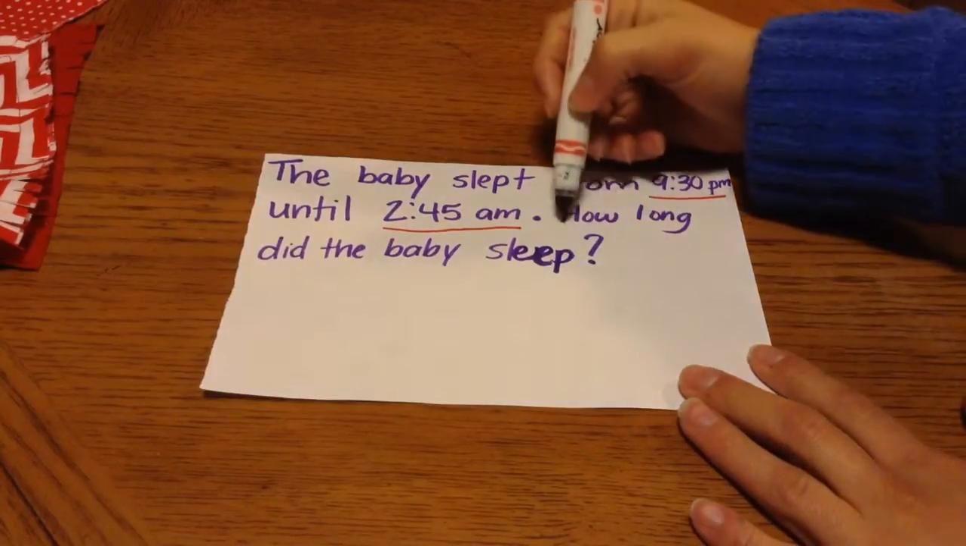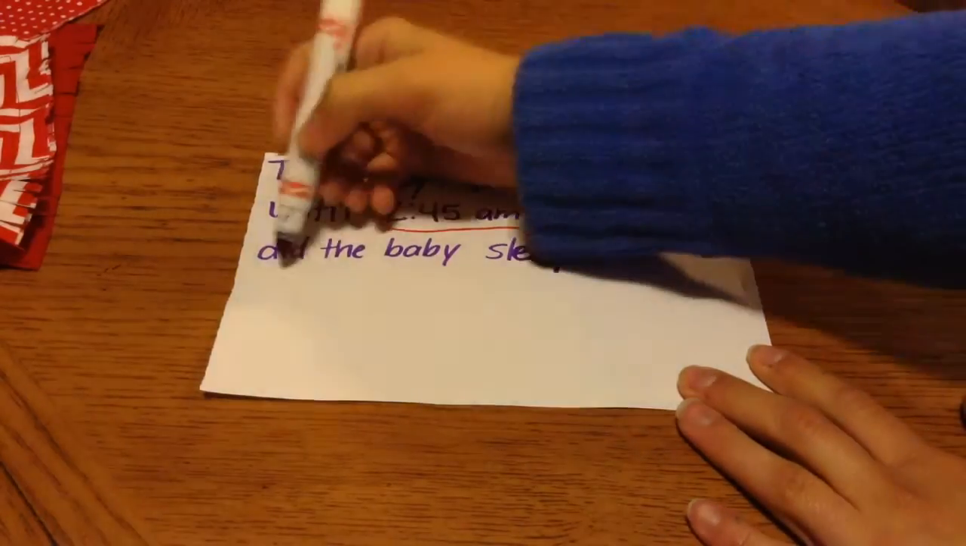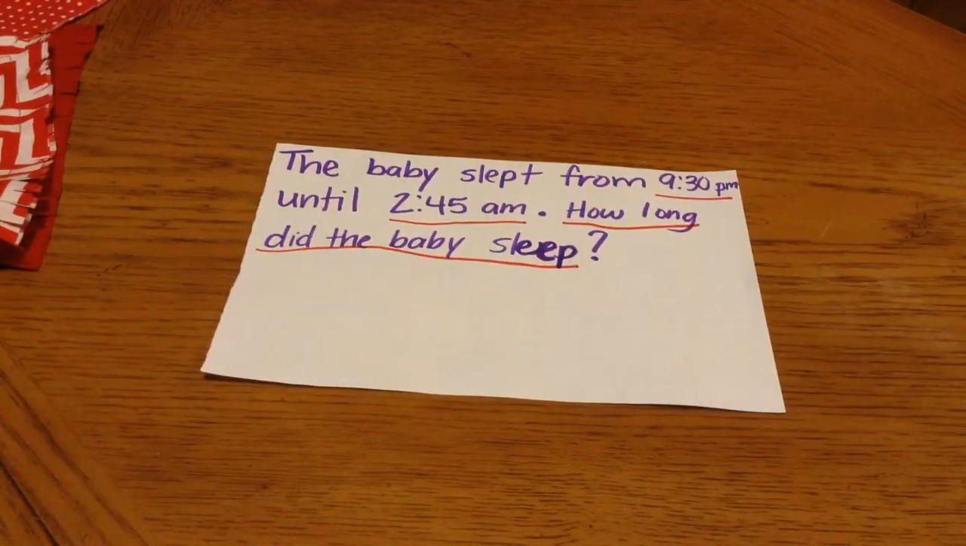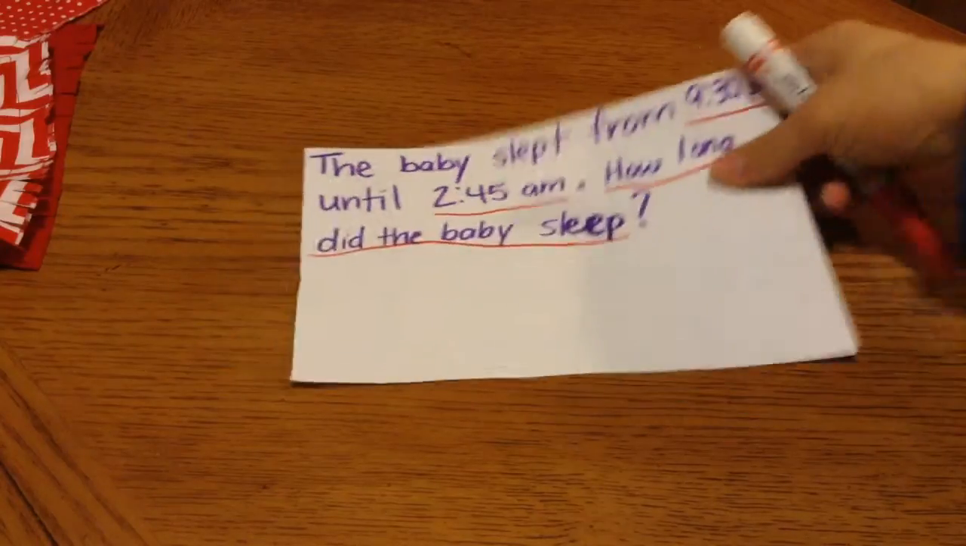And in a question, we always have to find out what it's actually asking us, and that is this statement right here. How long did the baby sleep? And that's telling us the duration of something, and our duration is between 9:30 p.m. until 2:45 a.m.